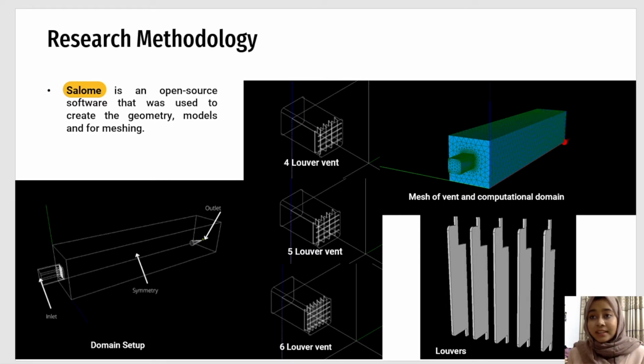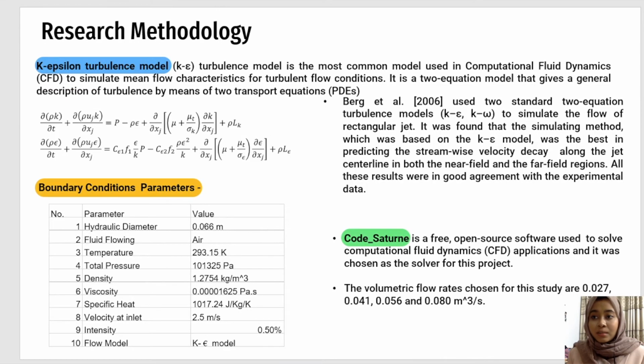Next, I'll briefly discuss the K-epsilon turbulence model and the boundary condition parameters. The K-epsilon turbulence model was chosen as the turbulence model for this study because, according to Burch et al. 2006, the K-epsilon turbulence model was the best in predicting streamwise velocity decay along the jet centerline in both the near field and the far field regions. All these were in good agreement with the experimental data. Next, you can see the tabulated boundary condition parameters for air.